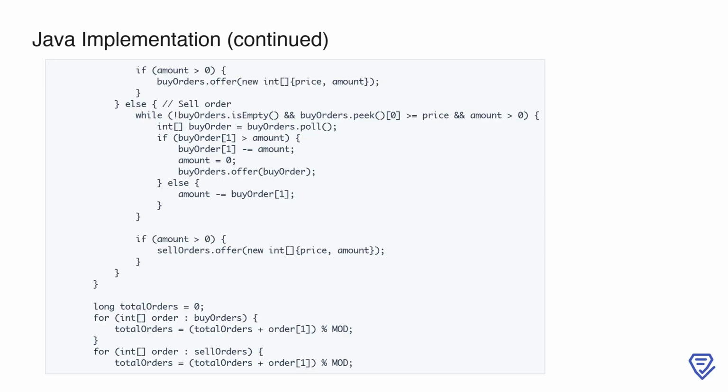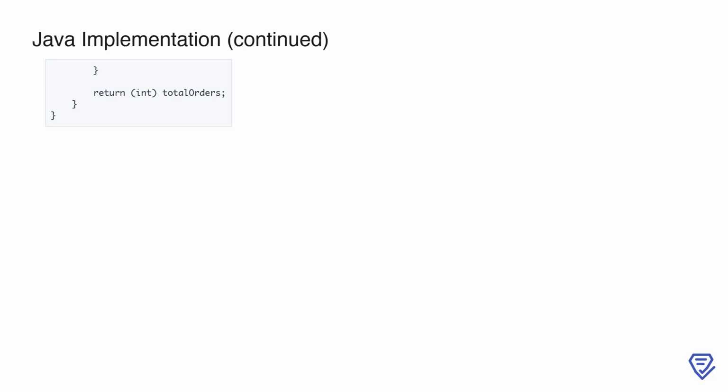We iterate through the buy orders heap and sum up the quantities, taking modulo mod after each addition. Finally, we perform the same summation for the sell orders heap, adding their quantities to the total while applying modulo mod to ensure the result stays within bounds.